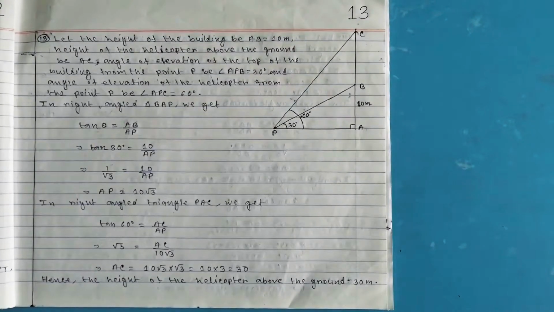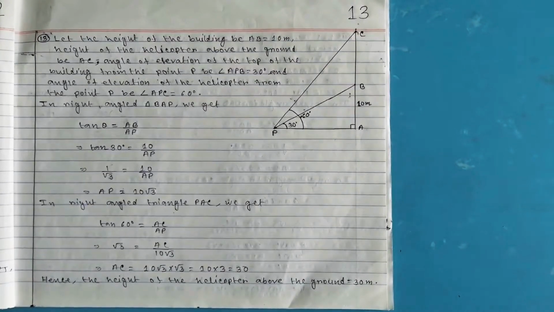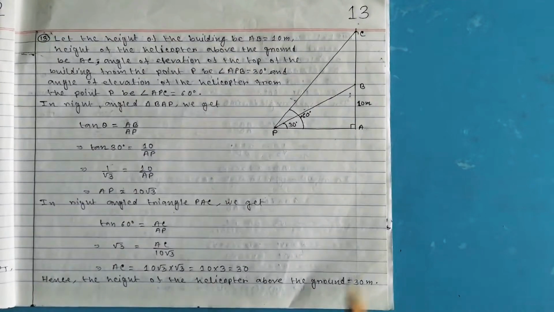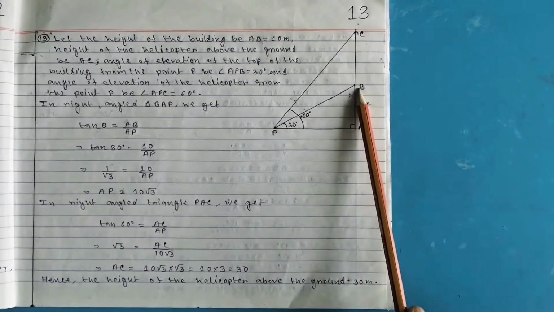It is given that from a point P on the ground, the angle of elevation of the top of a 10-meter tall building and a helicopter hovering over the top of the building are 30 degree and 60 degree respectively. Find the height of the helicopter above the ground. From the question, at first try to draw the figure. Suppose AB is the 10-meter tall building.